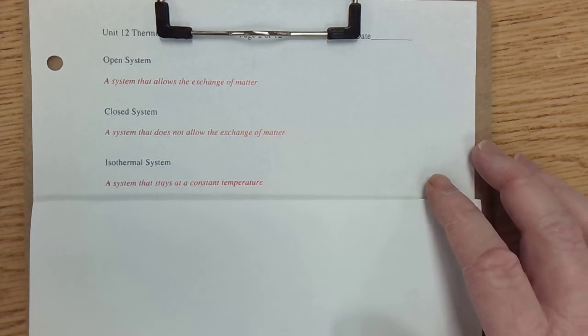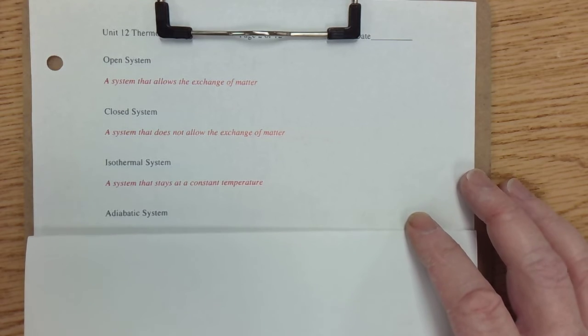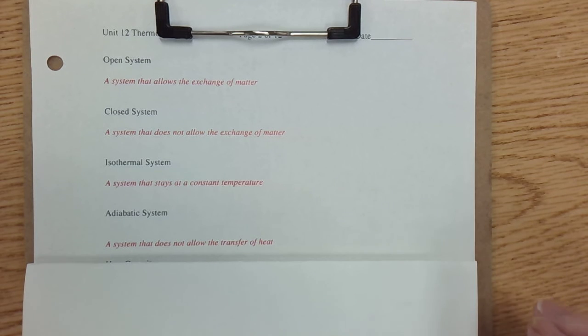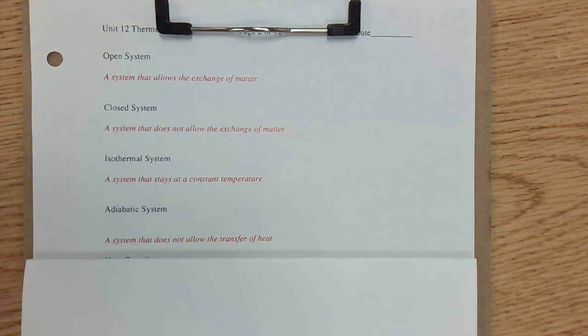Okay? So we also have then an adiabatic system. And an adiabatic system is a system that does not allow the transfer of heat. Humans are not adiabatic. Now, your hydro flask, your thermos, those things do try quite hard to be adiabatic. They're not perfect, but they get close sometimes.